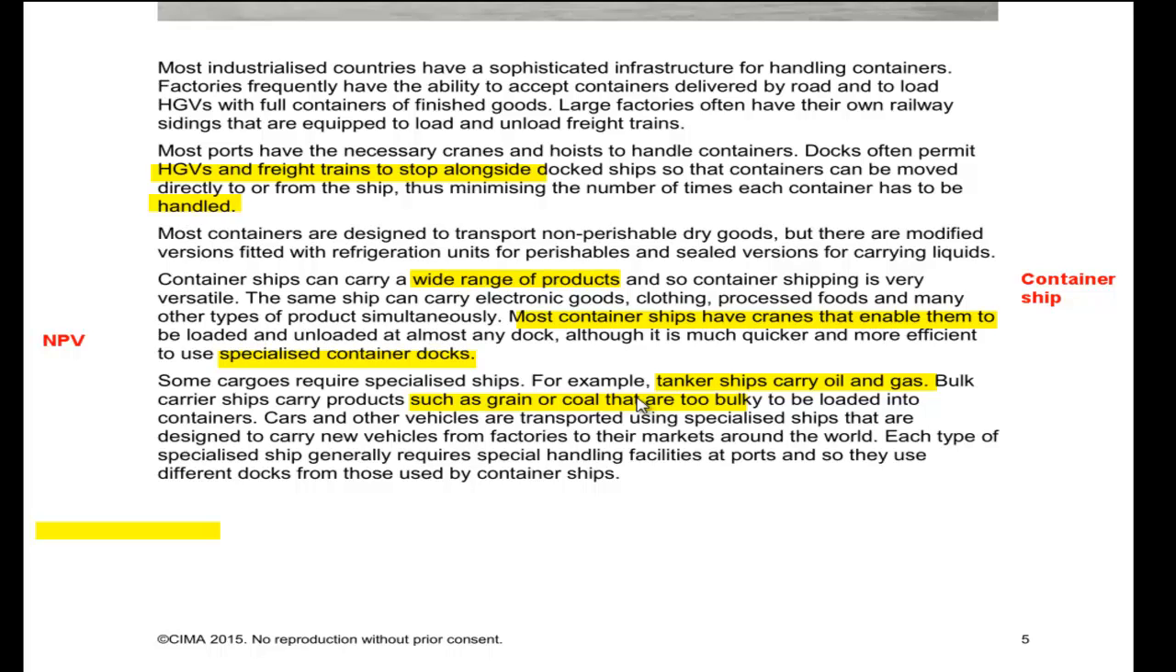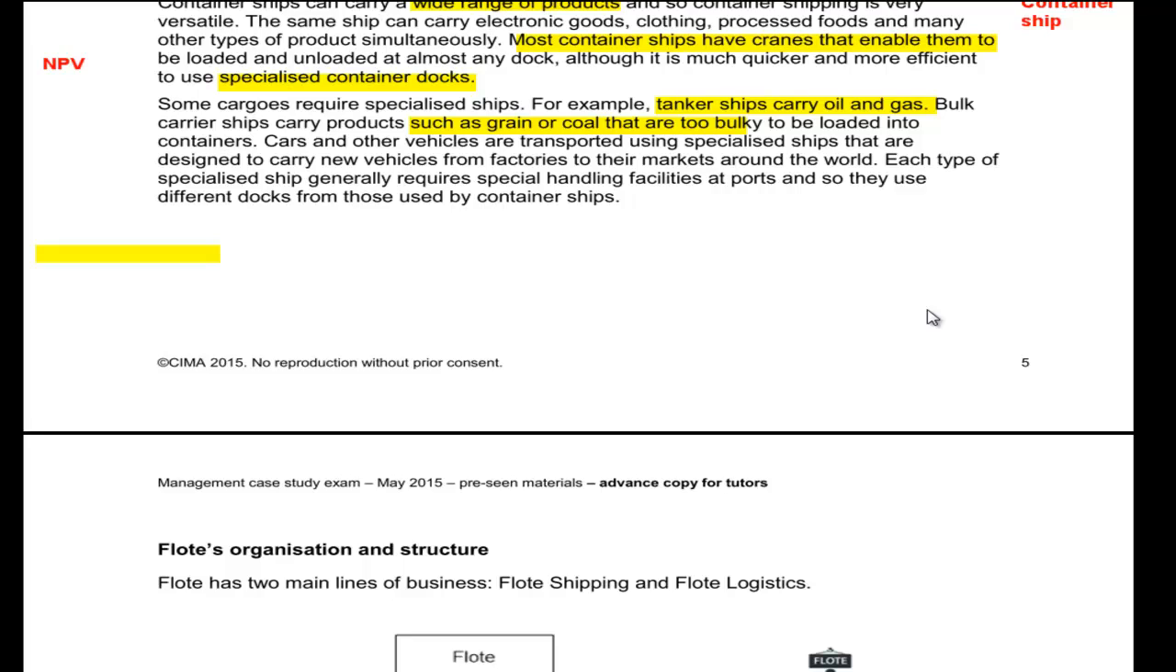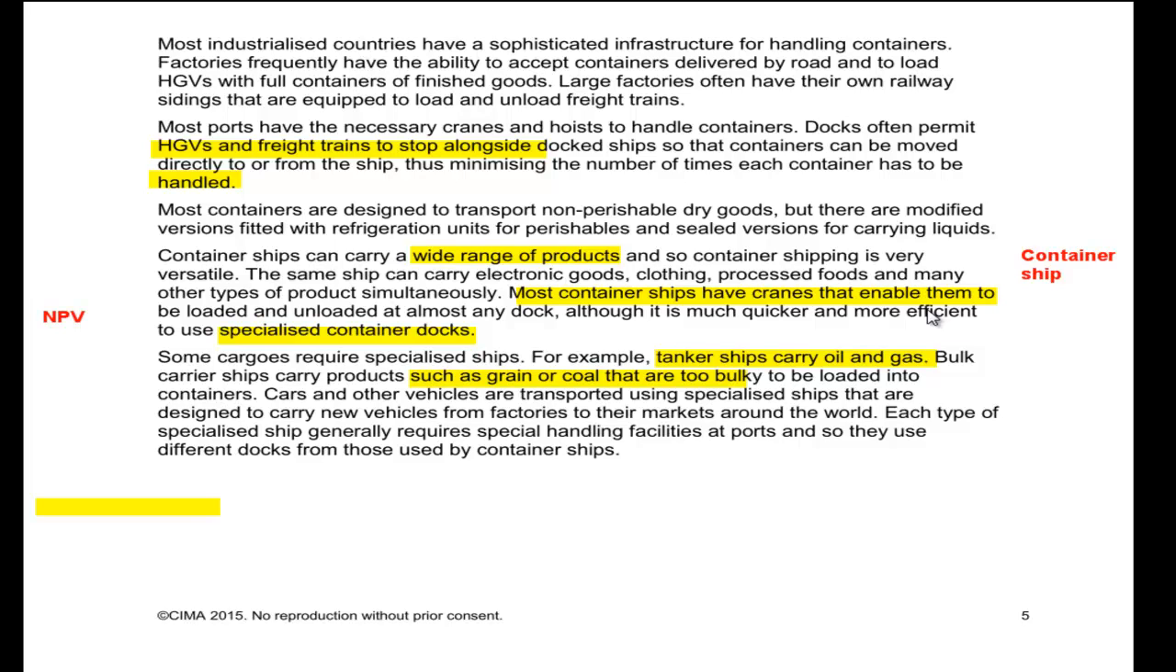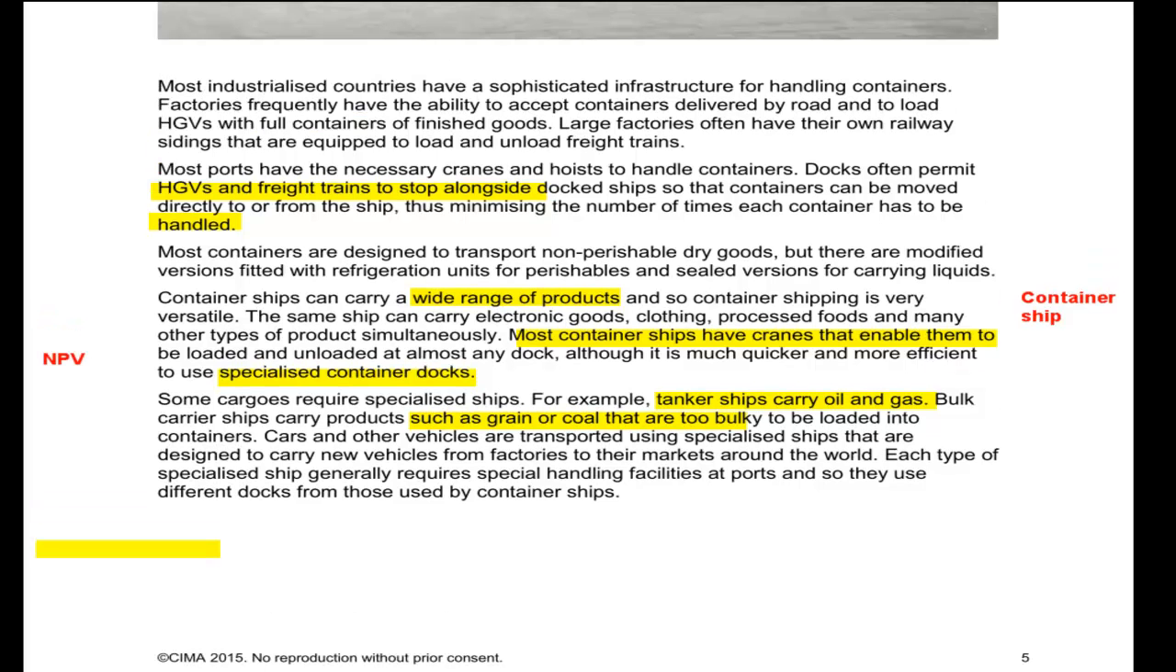So essentially here we've got what appears to be just some basic information on container ships and on the shipping industry, but particularly in these last two paragraphs, we can really pick out some potential question areas the examiners may focus on regarding the growth of the business and particular projects that may be invested in. So that concludes our first video here. I hope you will join me next time, where we will be carrying on with our assessment of the managerial case study preseen.